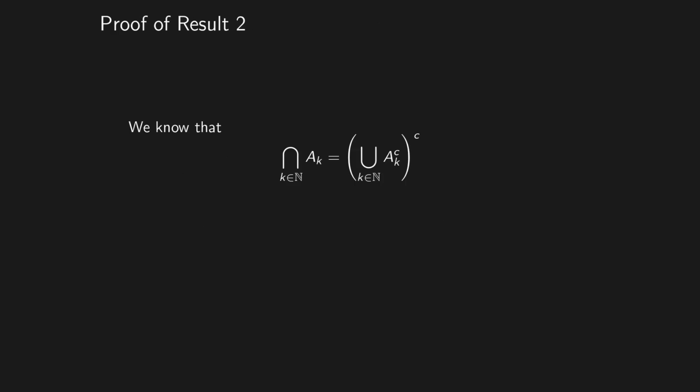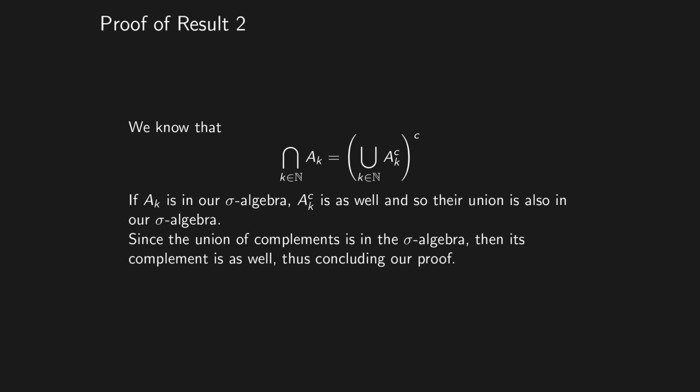So let's first look at result 2. By basic set theory, we know that the intersection of these sets is the same as the complement of the union of the complements of these sets. Since A_k is in our sigma algebra, then its complement must also be in our sigma algebra for all k, and so their union must also be in our sigma algebra. And since the union of these complements is in our sigma algebra, then its complement must also be in our sigma algebra. So we've proven that the intersection of the A_k must be in our sigma algebra.